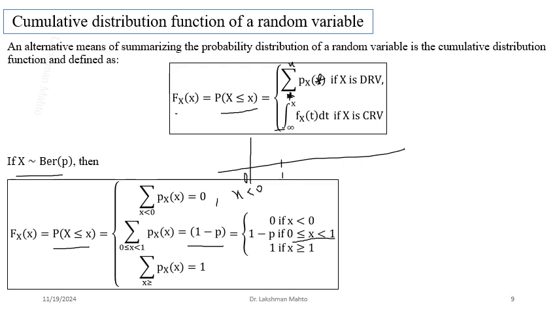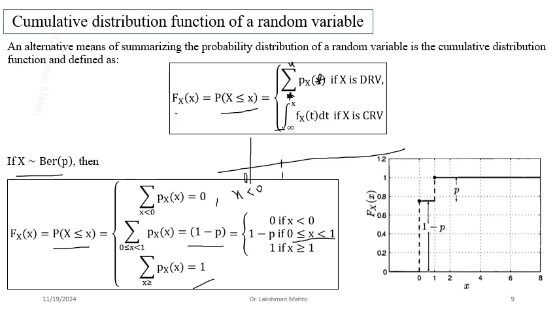What is the value of the CDF when x is taking a value greater than or equal to 1? In that case, x will observe 0 and will also observe 1. So you have to talk about the total probability up to that point. So 1 minus p plus p, what is the value? 1. So the CDF is 1 when x is greater than or equal to 1. Remember that the CDF is always at least piecewise continuous. Jumps would be there.